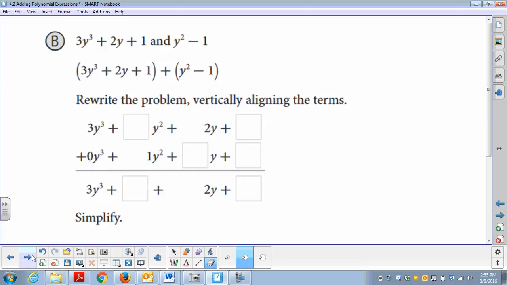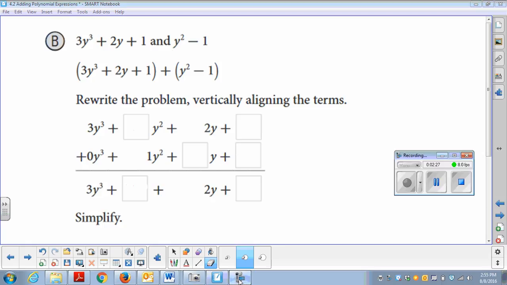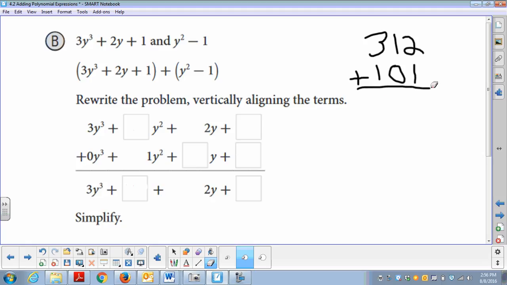Here's another example. All right. Again, we're doing the vertical format. So I've got 3y cubed plus 2y plus 1 and y squared minus 1. Now with the vertical format, I need to align my y squared minus 1 below my 3y cubed plus 2y plus 1. But as you can see, some of the terms don't match up perfectly. It's similar to adding 312 plus 101. Some spots, you're going to have a 0. Like in 101, there's no number in the 10 spot. So we put a 0 there. Same thing here. So let's take a look.